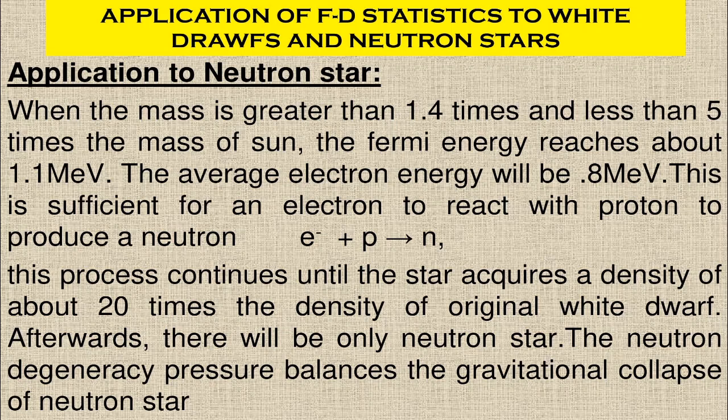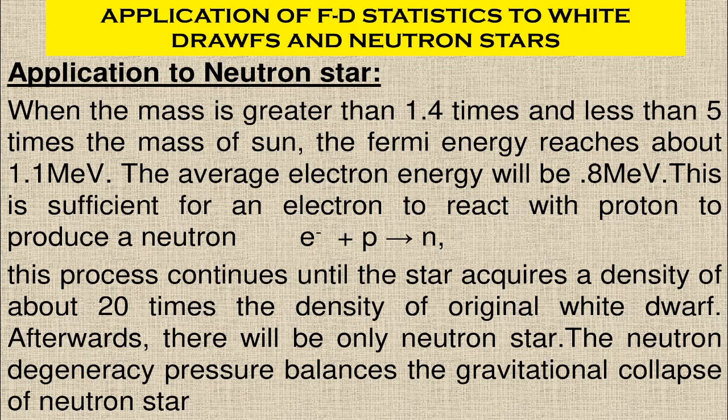Next, our other application is neutron stars. We have already discussed the formation of a neutron star. Once again, we can see this. Whenever the mass is greater than 1.4 times the mass of the sun, the gravitational pull will be more predominant than electron degeneracy pressure. So the white dwarf cannot be stable any longer and it shrinks further and results in a neutron star.